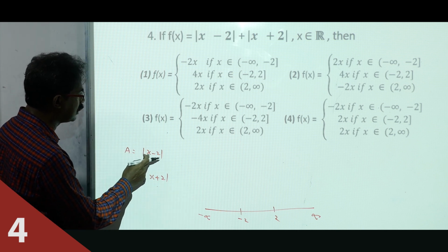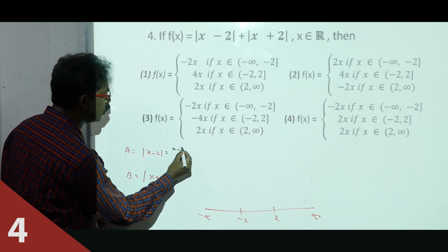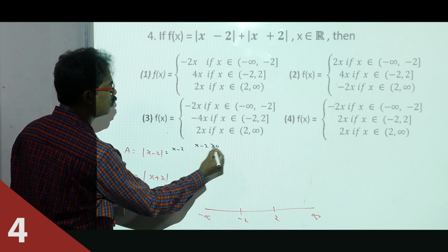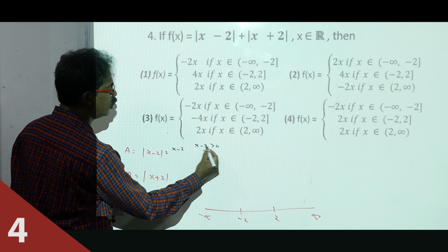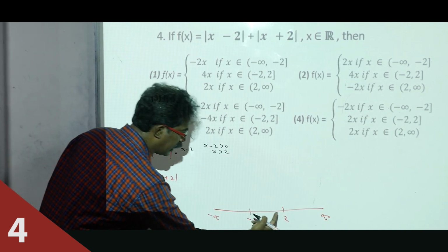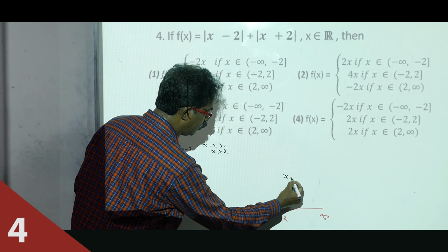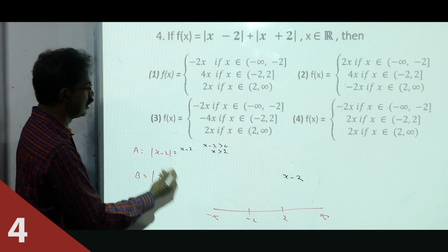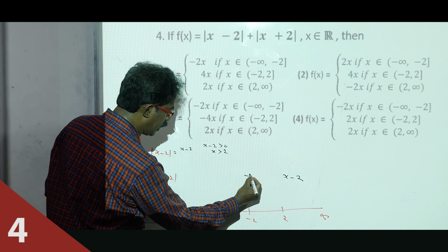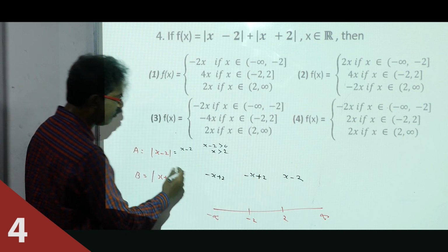It is modulus x minus 2. Modulus x minus 2 is x minus 2 itself if x minus 2 is positive. X minus 2 positive means x is greater than 2. So when x is greater than 2, that is, in the last interval, it is x minus 2 itself. In other cases it is minus of x minus 2, which means minus x plus 2. Here also minus x plus 2. So this is the value of A.